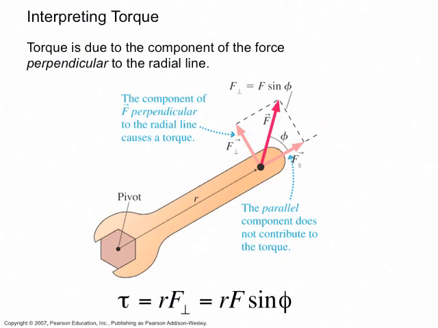So torque is distance r, the position of the force from the pivot, the amount of force F, and the angle between r and F, the angle between the position vector and the force vector, by the sine function. When the force is parallel, phi is 0 and sine of 0 is 0. When the force is perpendicular, phi is pi over 2 and sine of pi over 2 is 1, the maximum amount of torque you can have from the angle.